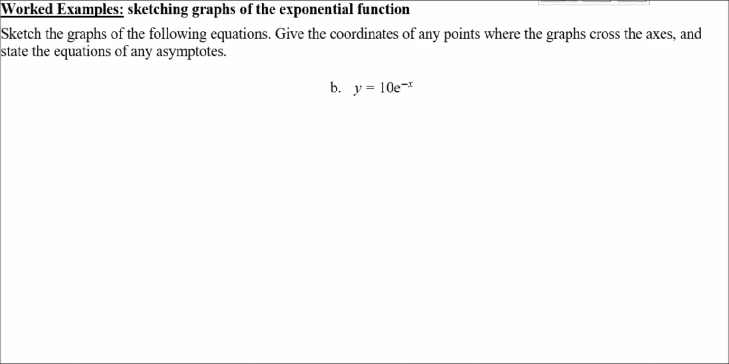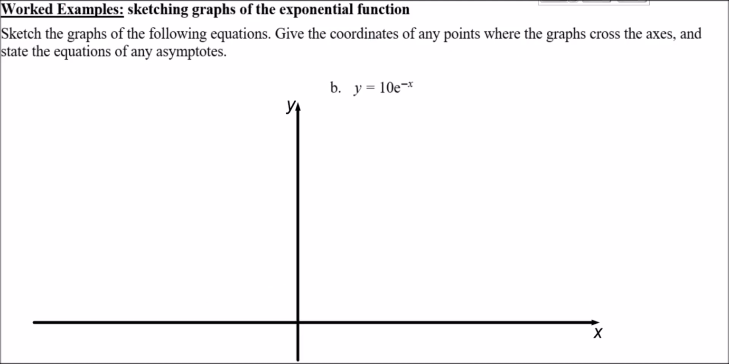Sketch B, y equals 10 e to the minus x. Okay, so this one here, we've got a coefficient of e, which is 10. And so when x is 0, let's just think what's going to happen. When x is 0, y is going to be 10 e to the minus 0. Anything to the power 0 is 1, so that's just going to be 10. And so it's going to cross at 10.